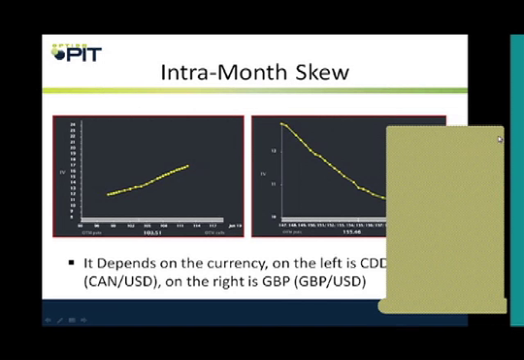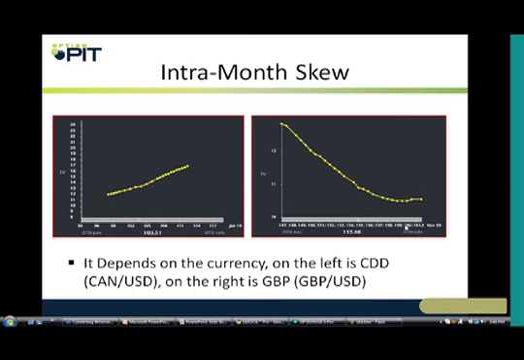Here are two very different products with two clearly different skews. One is the Canadian dollar and one is the British pound. With the Canadian dollar, they're worried about the dollar moving up against the Canadian dollar, the dollar becoming more valuable. And on the British pound, they're more worried about the pound becoming more valuable relative to the dollar. It's really pretty simple, right?